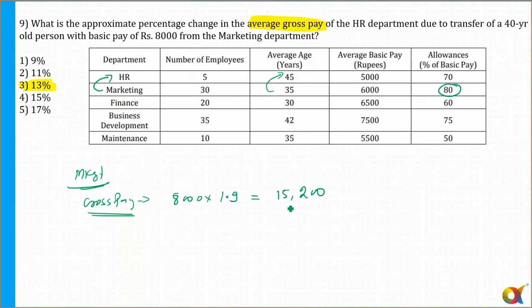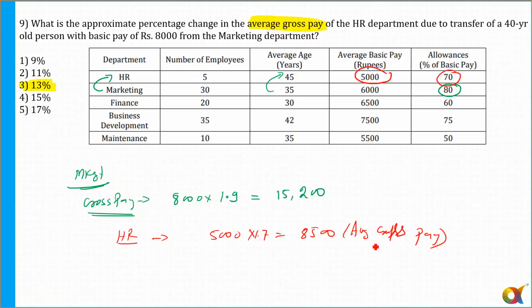Now, because of this factor, the question here is: what is the approximate percentage change in the average gross pay of HR? For example, right now for HR, basic is 5,000 and allowance is 70%. I'll work on the average. Average gross pay is 5,000 into 1.7, which is equal to 8,500. So this is the average gross pay for HR.